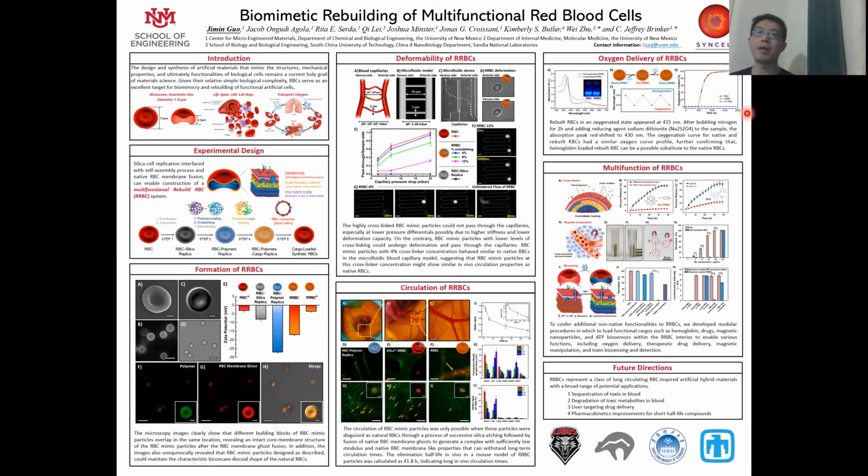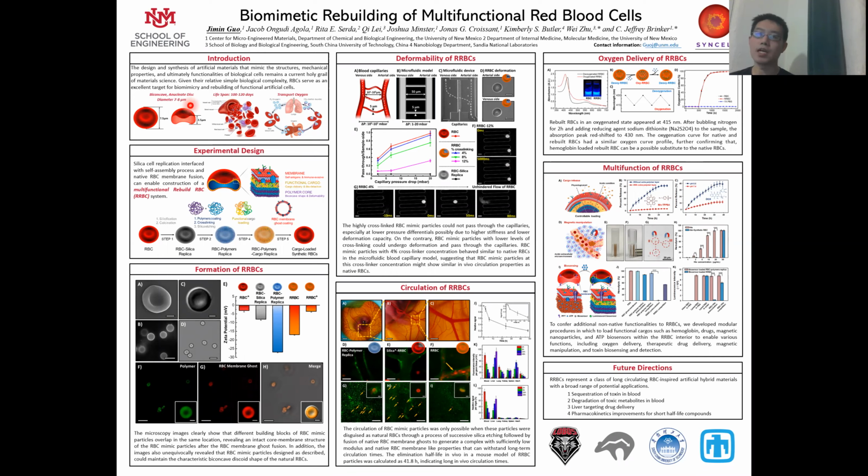Today I will be talking about my poster, Biomimic Rebuild of Multifunctional Red Blood Cells. As we know, the red blood cell is the simplest cell in structure, lacking a nucleus and most intracellular organelles, providing a suitable target for rebuilding and biomimicking multifunctional artificial cells.